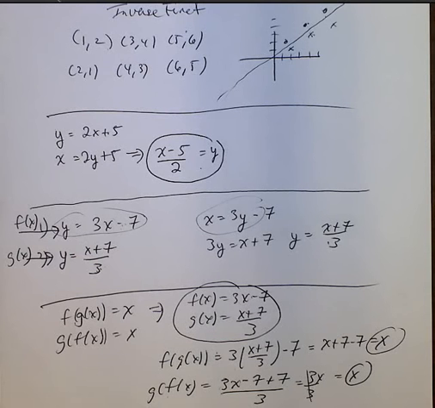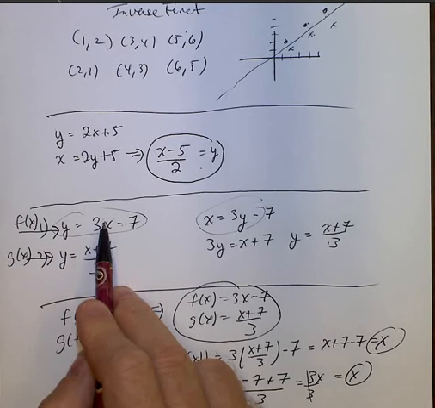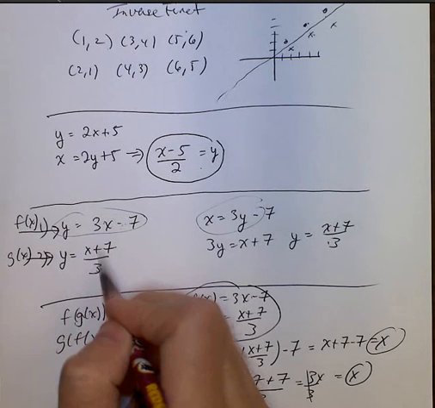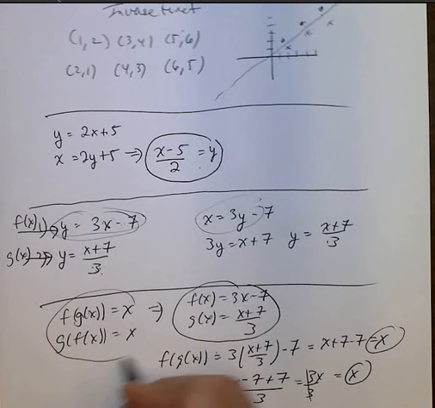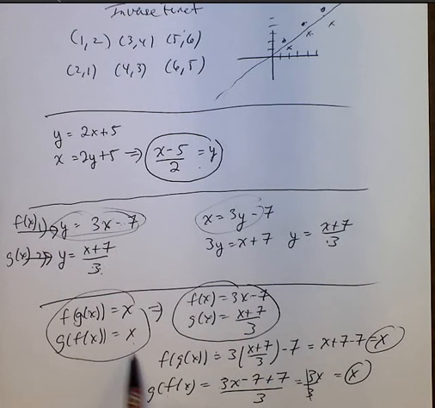On a quiz or a test, if I ask you to prove inverses and I don't tell you which way to do it, you can do it this way: given these two functions, find the inverse of this one and see if it equals that. But if I say use composites, then I want you to run this test. And both of these have to be true. If this one is x and this one isn't x, they're not inverses of each other.